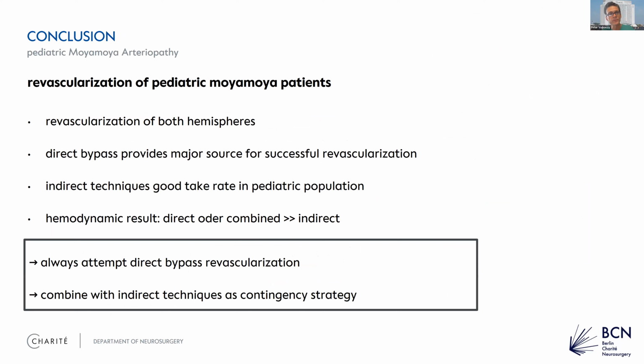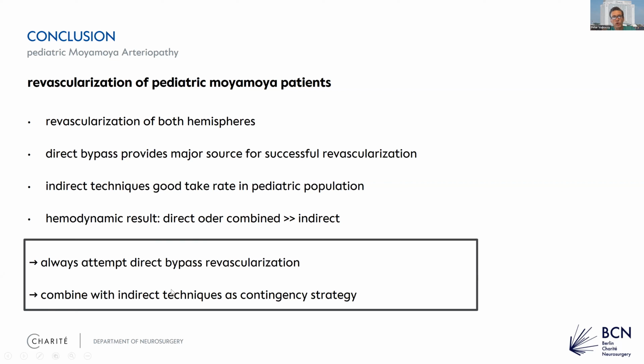So the conclusion here is that pediatric Moyamoya patients should be operated early on. They should be revascularized by a direct bypass, either as a standalone or in combination with an indirect technique. We usually revascularize both hemispheres. We start with the symptomatic hemisphere and will continue with the other hemisphere a few weeks later. The hemodynamic results that you can expect are better as soon as you add a direct anastomosis. Now I'm repeating myself, but I think this is a very important point, especially if we are discussing in an interdisciplinary session with pediatric neurosurgeons.